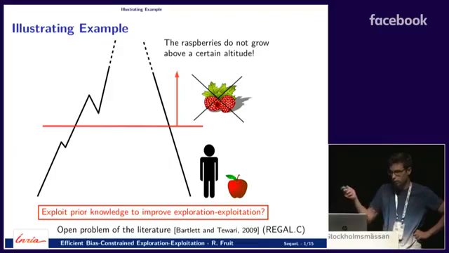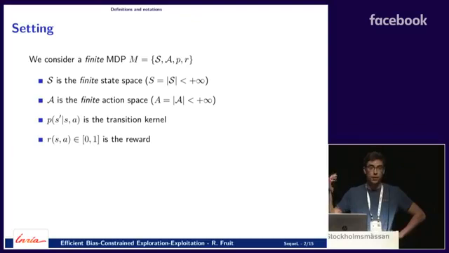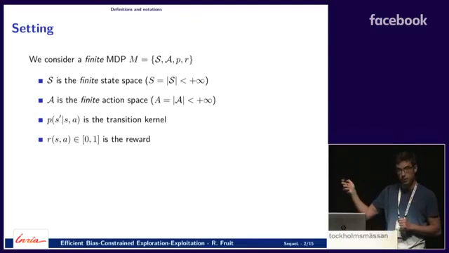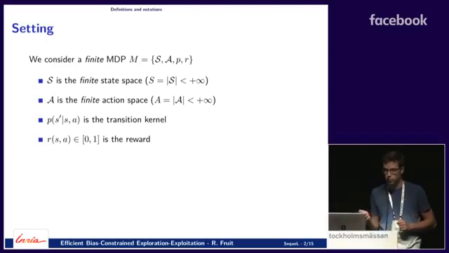Okay, so now let's try to be a bit more formal. So we'll consider a finite MDP, meaning that both the state space S and the action space A are finite. So I will denote by P the transition probabilities and R the reward function that is assumed to be bounded between 0 and 1.